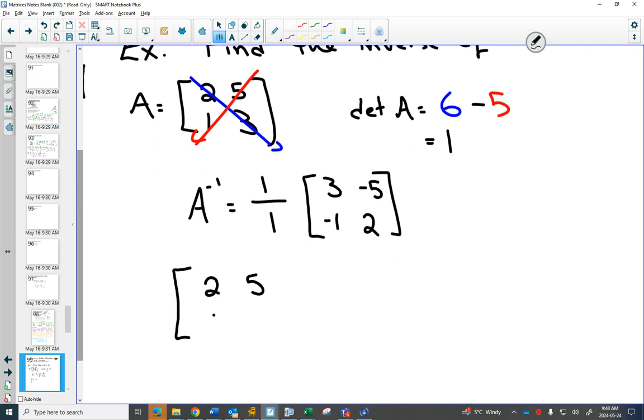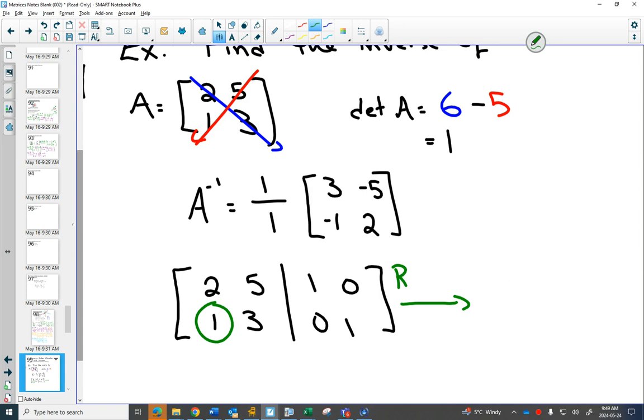2, 5, 1, 3 is our original matrix. And we're going to make it like an equation, but on the other side of the equation, we're going to get an identity matrix. And our goal is to get the identity matrix on the left side. So if you remember with Gaussian-Jordan elimination, step 1 would be getting this to be a 0. And I could change row 2 to equal, I'll probably go row 1 minus 2 row 2.